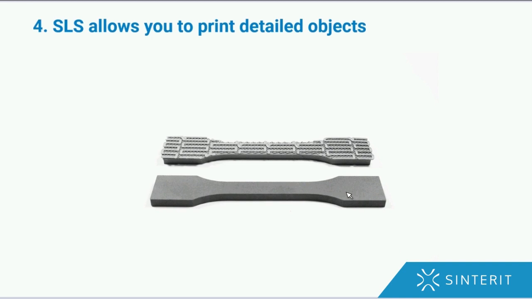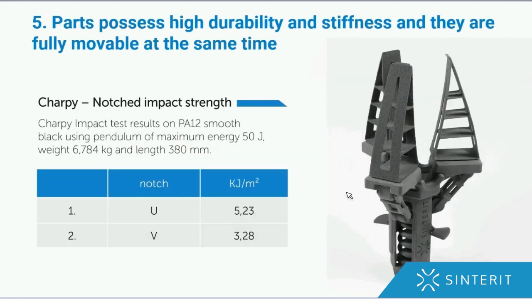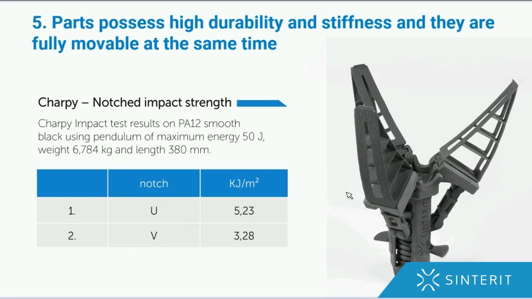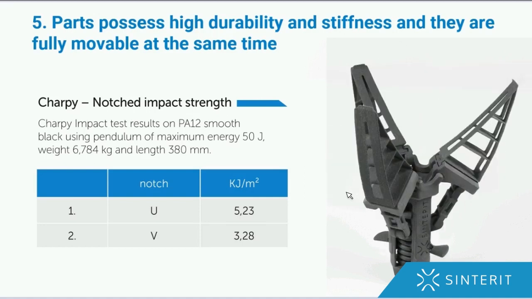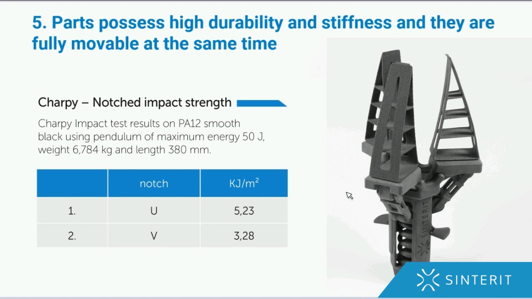To examine how durable the printouts are, we use several well-known measures. One of them is the Charpy impact test, which determines the amount of energy that is absorbed by a test specimen during fracture. For our examination of the PA12 smooth material, we use a pendulum with maximum energy of 50 joules. The maximum breaking energy of the Charpy U notch test sample is 5.23 kilojoules per square meter. With the V notch, the energy needed is lower and reaches 3.28 kilojoules per square meter.